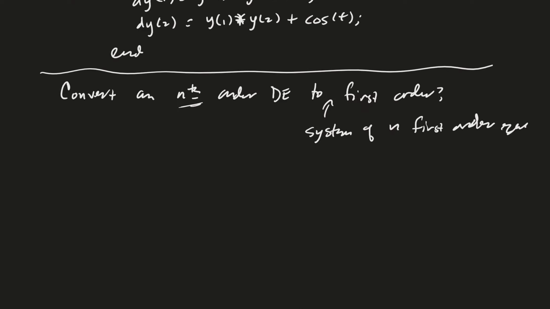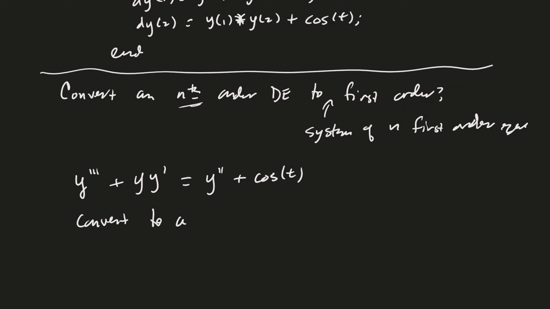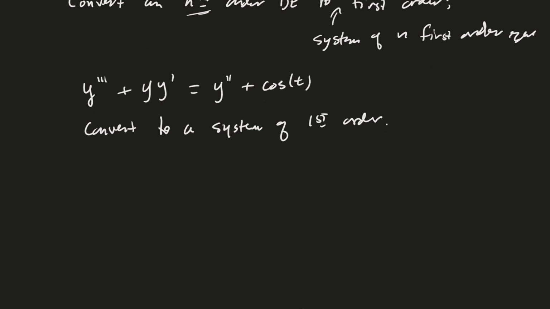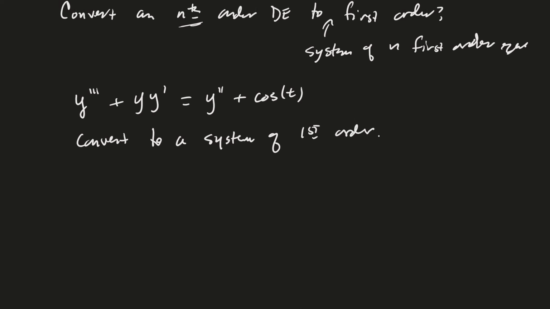Okay, so just as an example, we might have y triple prime plus y prime equals, say, y double prime plus cosine of t, plus y. And I want to convert this to a system of first order. Okay, so how do I do that? Well, we bring in new variables.